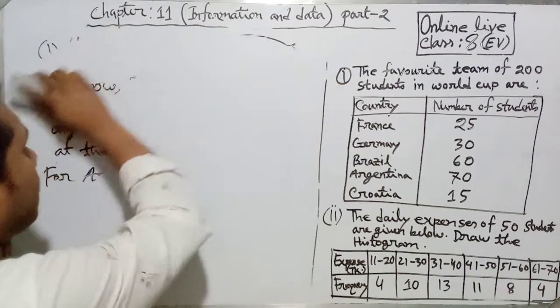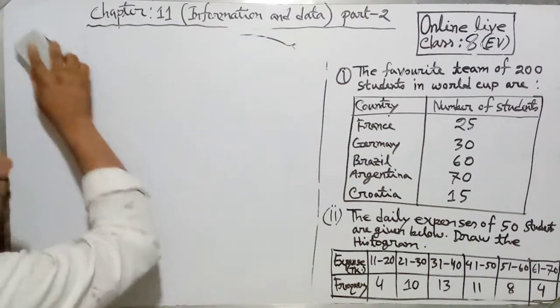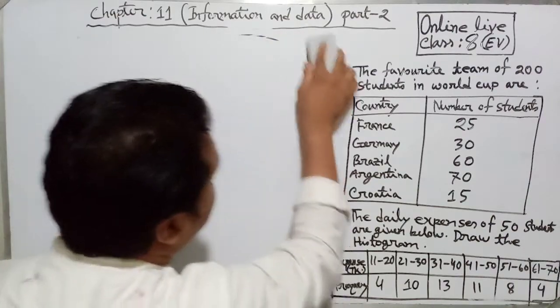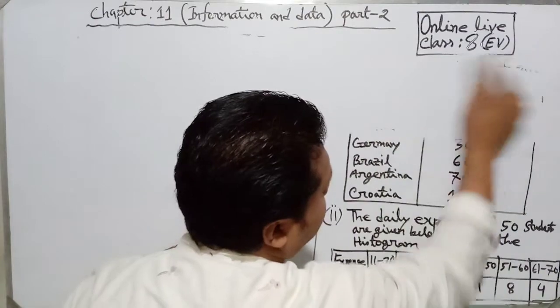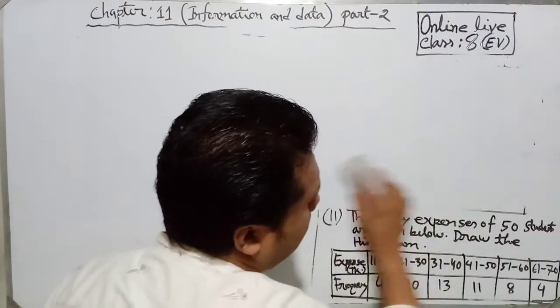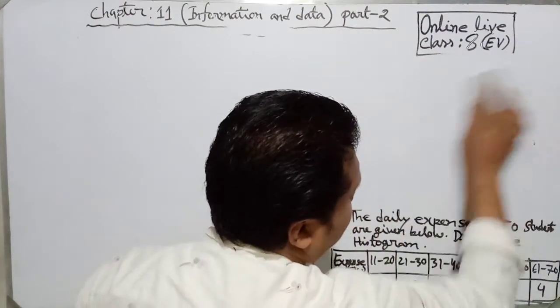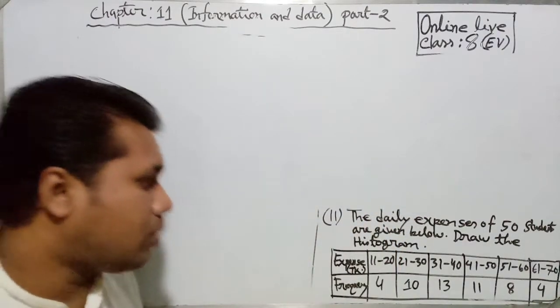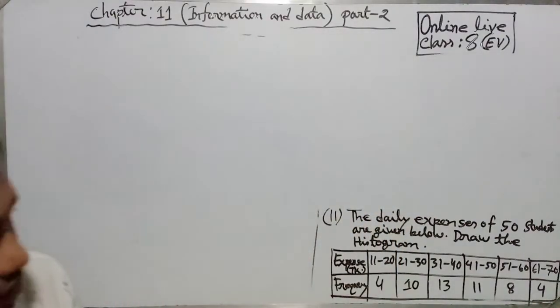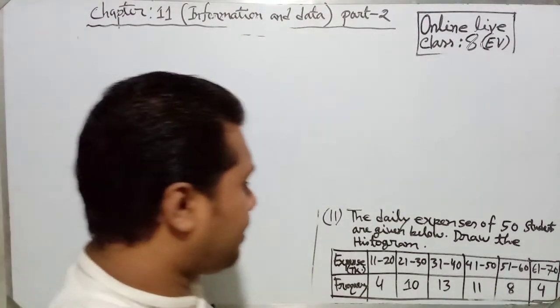Now dear students, we will go to our another one. This indicates the histogram. Now we have to find the histogram. Dear students, look, the daily expense of 50 students is given. Now we have to find the histogram.